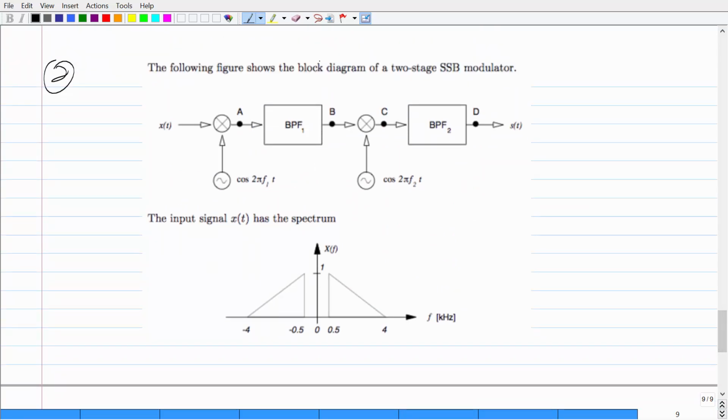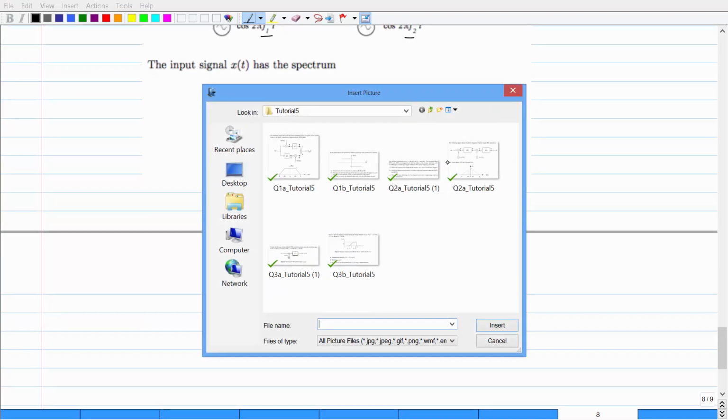The following figure shows a block diagram of a 2-stage single sideband modulator. So what's happening here is that you modulate with a cosine, do a bandpass filter, apply it again with the cosine, and notice that these 2 frequencies are different. Put another bandpass filter, and you get an output, and this will give you a single sideband modulated signal. The input spectrum has a frequency hole between 0 and 0.5. This is important here.